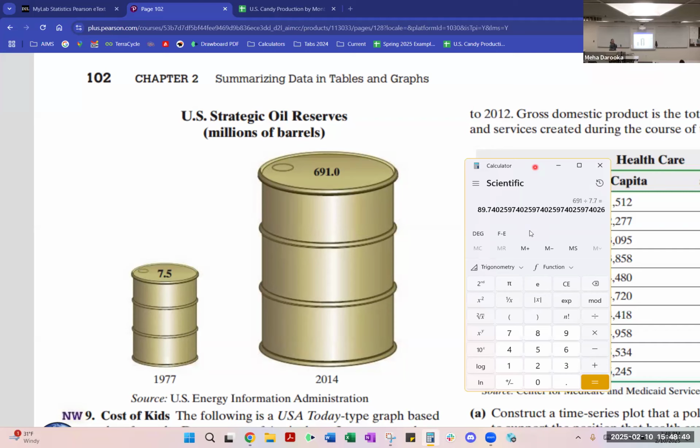I remember when I first came to America in 2000, you could get gas for $1 and like 2 cents, 3 cents, something like that.